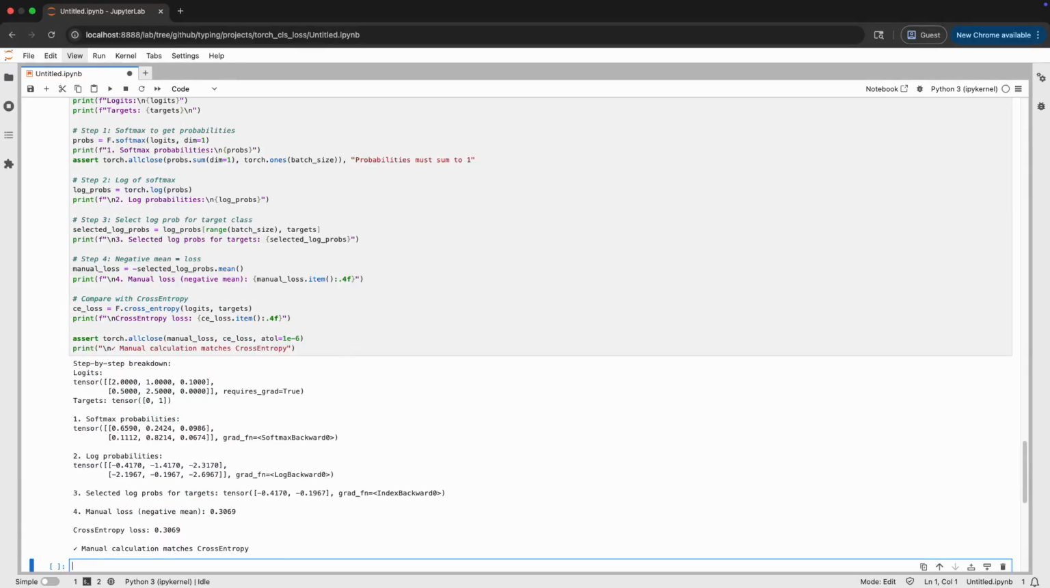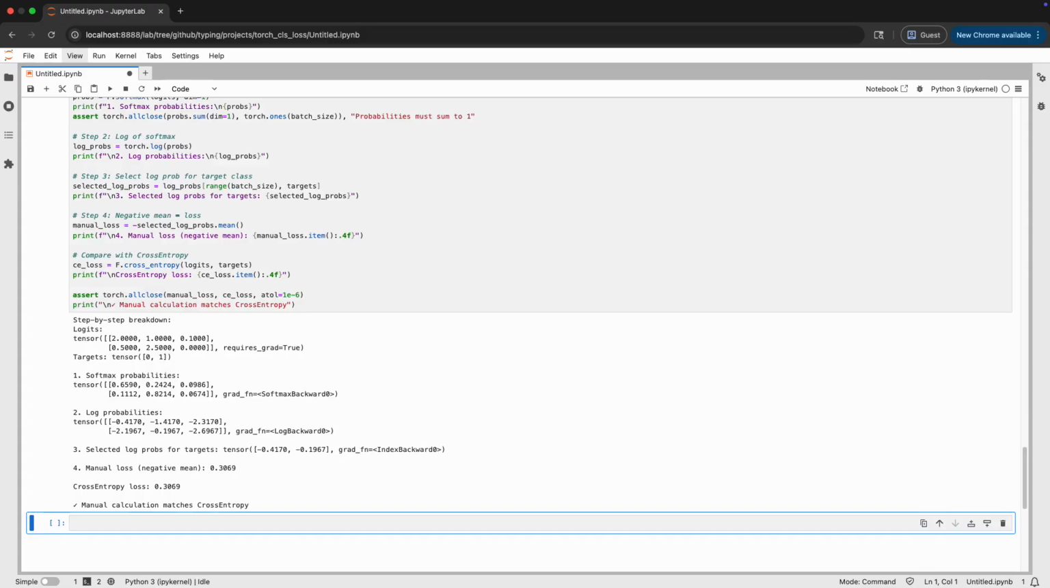Perfect demonstration. Starting with our logits, the softmax gives us probabilities that sum to 1 for each sample. Taking the log gives us log probabilities, all negative values. We then select the log probability for each target class, which gives us negative 0.417 for class 0 and negative 0.197 for class 1. The negative mean of these values gives us our final loss of 0.3069, which matches exactly what CrossEntropy computes. This manual calculation confirms our understanding of the mathematics.